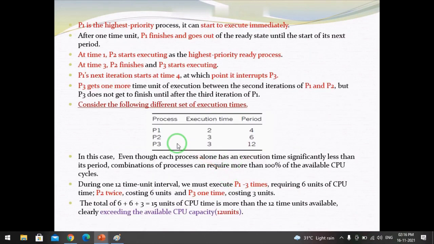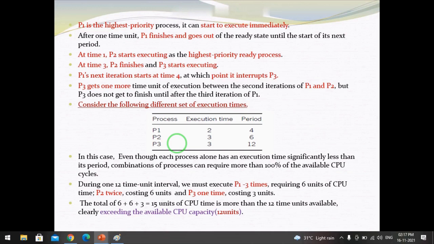So let me take another example. Okay, so here we have an example, again 3 processes and their execution time and the respective period. Once again we have to calculate based on the process execution time as well as period. So total amount of time will be 12. Once again I have to take the LCM of 4, 6, 12. So obviously this will be 12. So 12 by 4, 3 units, 12 by 6, 2 units, 12 by 12, 1 unit.